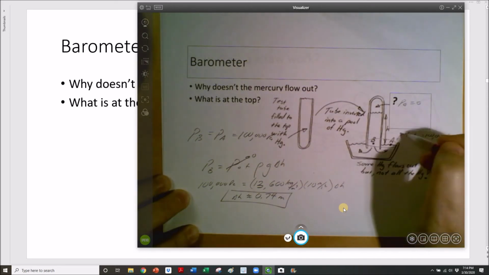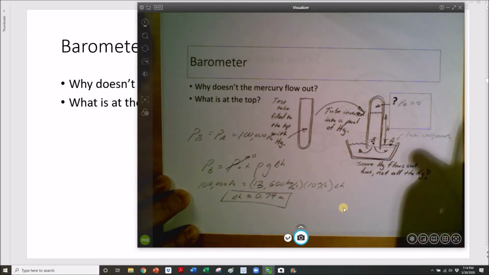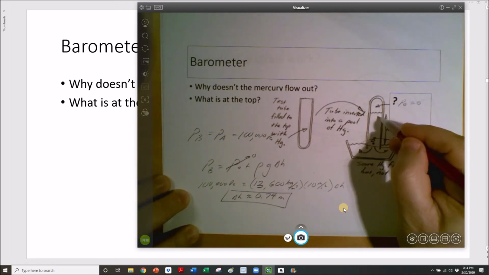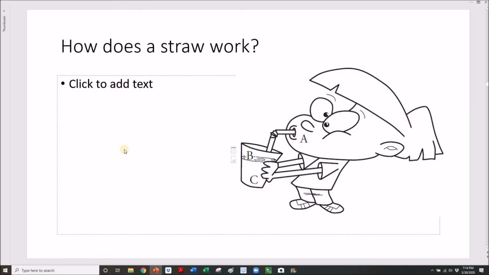And it'll stop. And as the pressure outside fluctuates, this will move up and down. As the pressure goes up, this will push up higher. As the pressure outside drops, like on a bad weather day like it is out today, then the pressure is less, and this will flow down a little bit. Which brings us to, how does a straw work? All right, it's actually kind of complicated.